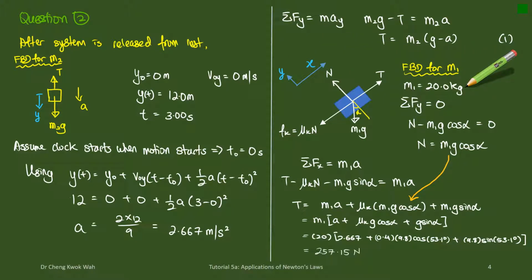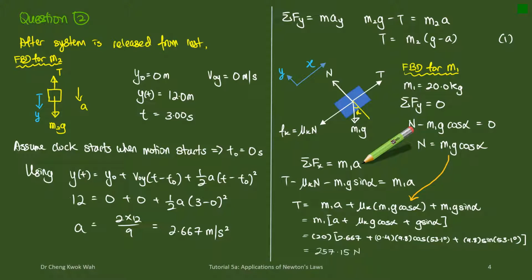We are given that m1 is 20 kilograms. So our first step is to use the first law in the y direction. Summation of forces in the y direction is equal to 0. From there, we obtain an expression for N, the normal force. Next, we use Newton's second law in the x direction.